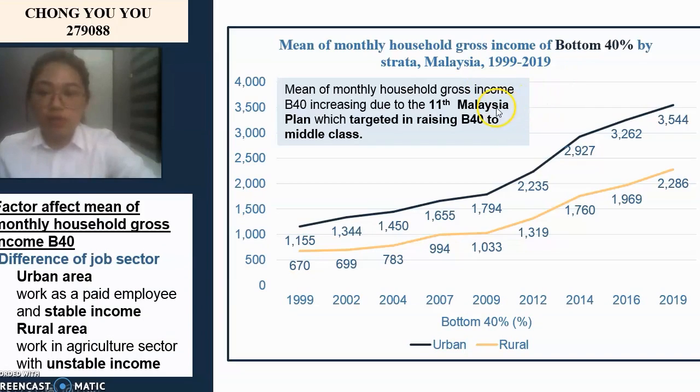Next, the factor that affects the mean of monthly household gross income of B40 is the difference in job sectors. In urban areas, most people work as paid employees and have a stable income. However, in rural areas, most people work in the agriculture sector, which doesn't have a stable income.